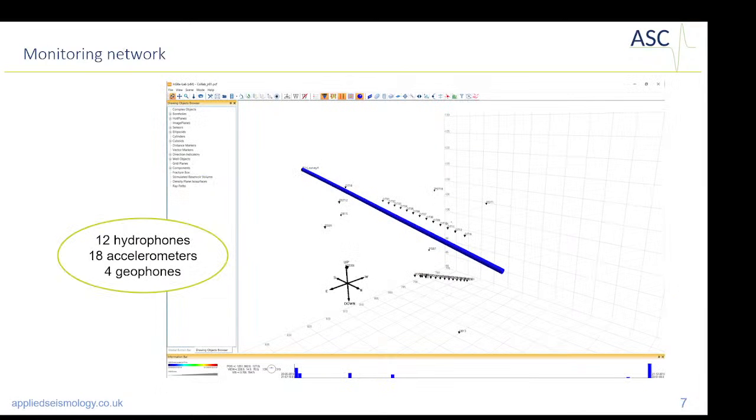As I said, this is a heavily instrumented project, and the fracturing was monitored using an array of 12 hydrophones, 18 accelerometers, and 4 geophones. This is much higher than the instrumentation that we can get in real operations, but because we had access in this case to the vicinity of the injection well, it was possible to position all these different types of instruments around our stimulated fracture.